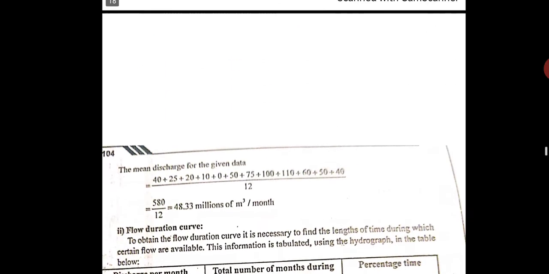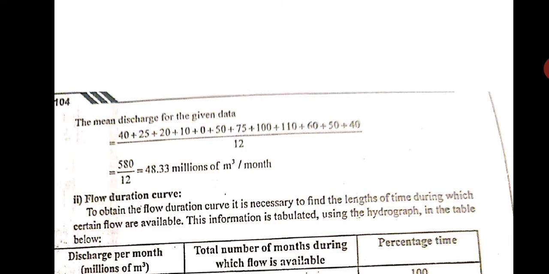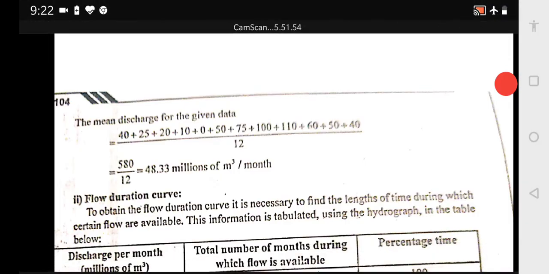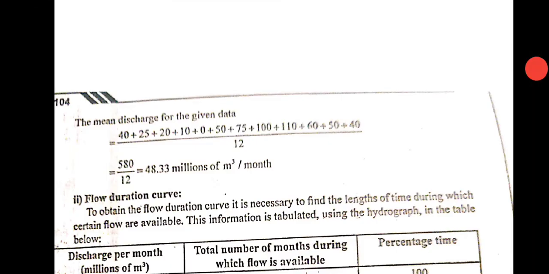Now what is the mean flow? Whatever the values are given for 12 months, I will write the mean discharge of the given data as 40 for January, 25 for February, 20 plus 10 plus 0 for May, plus 50 plus 75 plus 100 plus 110 plus 60 plus 50 plus 40. So these are 1, 2, 3, 4, 5, 6, 7, 8, 9, 10, 11, 12. 12 months I have put in the numerator, all the discharges divided by 12 months. So now I get the value as 48.33 million cubic meter per month. So this is the mean discharge.